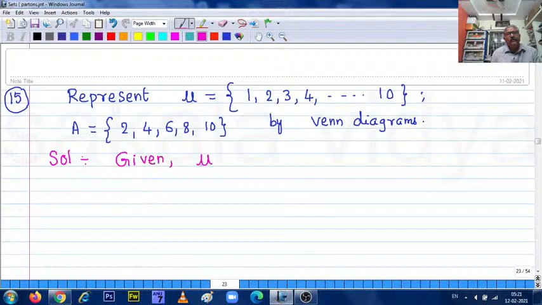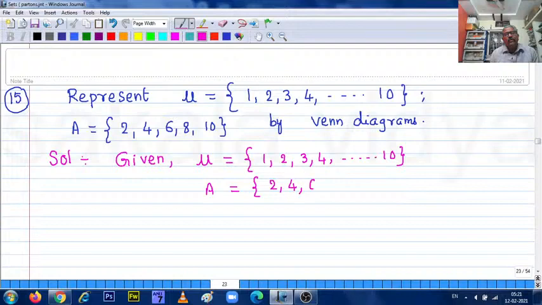mu, you need to pronounce it as mu equals 1, 2, 3, 4, 5, 6, 7, 8, 9, 10, up to 10. There are 10 elements in the universal set. Out of this universal set, A is one of the sets, or a subset we can also call it: 2, 4, 6, 8, 10.